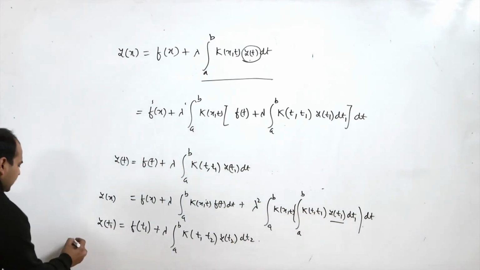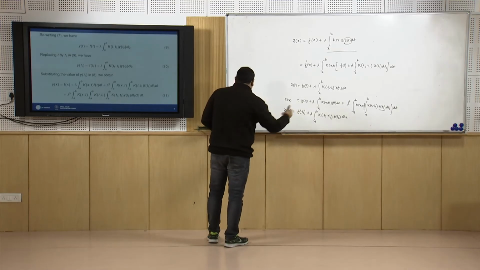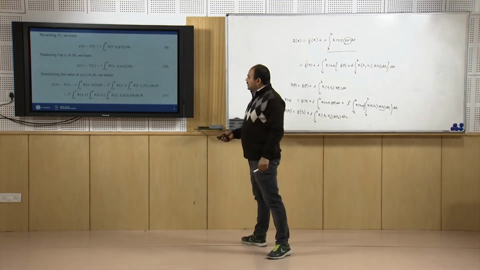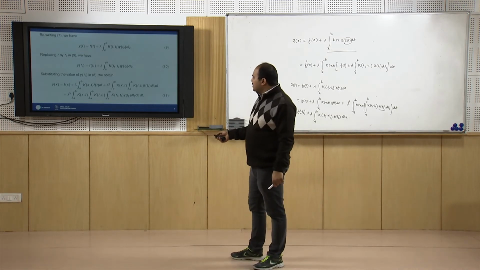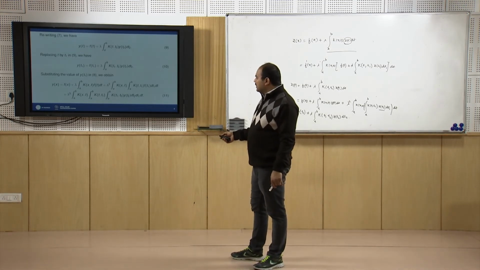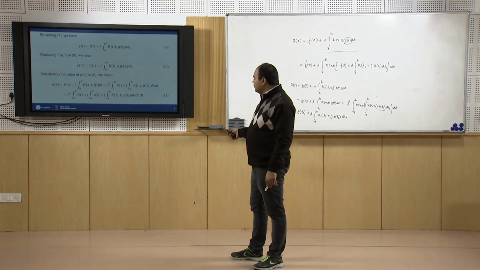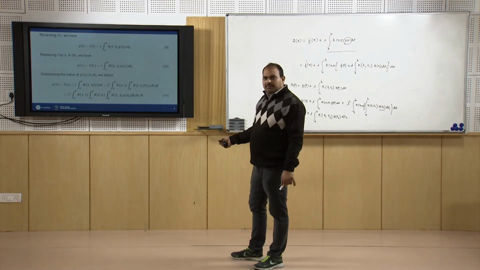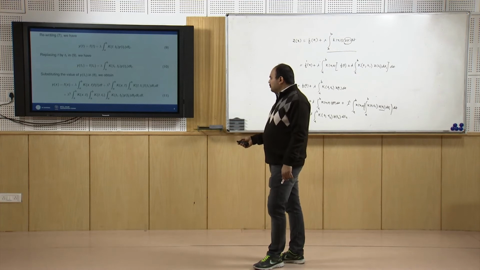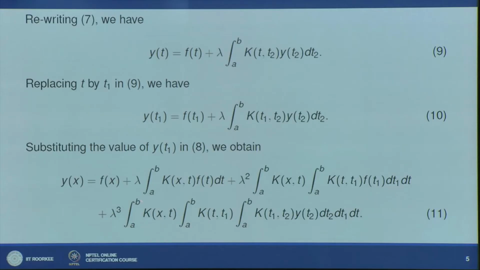Then if you put it here, we have another term we can add, and we can write it like y of x equal to f of x plus lambda integral a to b k x t f t dt plus lambda square integral a to b k x t integral a to b k t t1 f t1 dt1 dt, which we obtained in the previous iteration also, plus there is one more term added here, lambda cube integral a to b k x t integral a to b k t t1 integral a to b k t1 t2 y t2 dt2 dt1 and dt. This is triple integration basically.